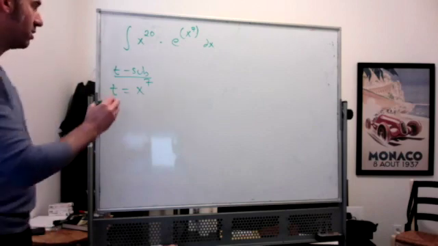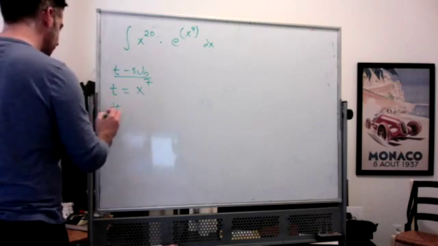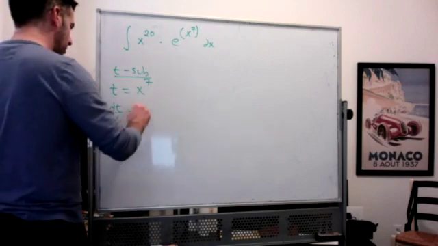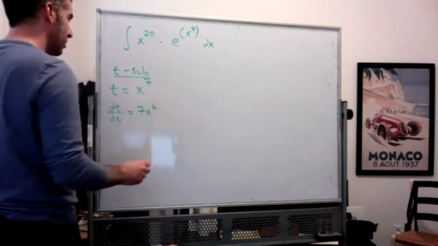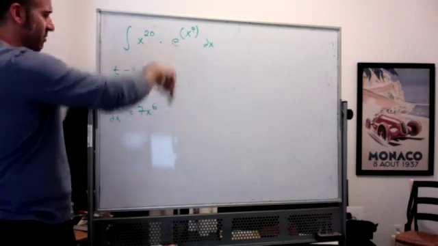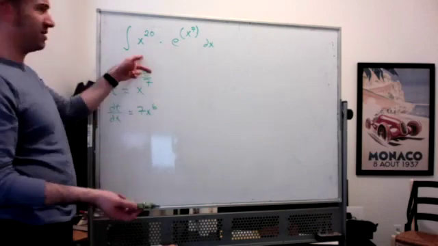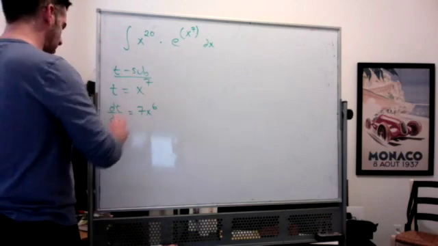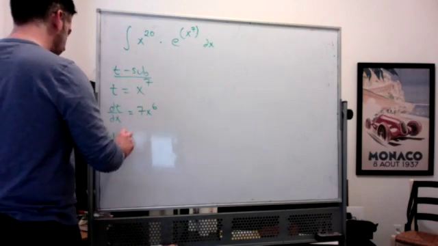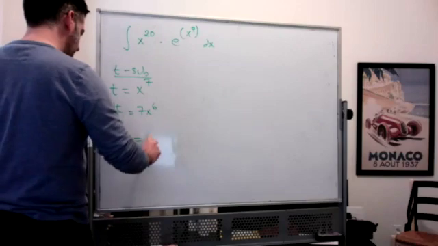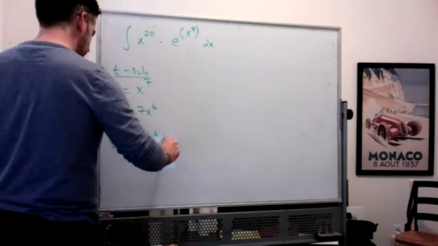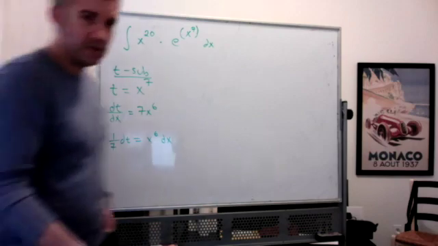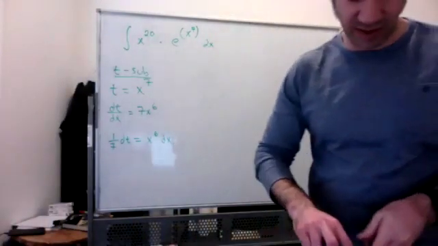And then our dt dx, instead of du dx, is going to be 7x to the 6th. So I don't have a 7, but I definitely have an x to the 6th, since I have x to the 20th. So I'm going to have 1 over 7 dt equal to x to the 6th dx. Okay. So then we have to try and rewrite everything in terms of t.